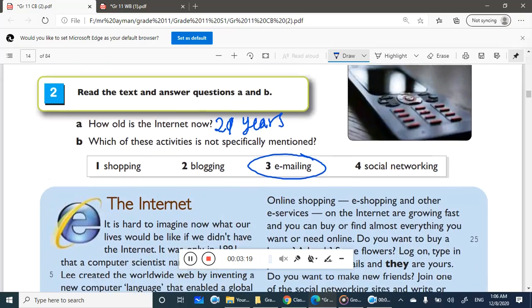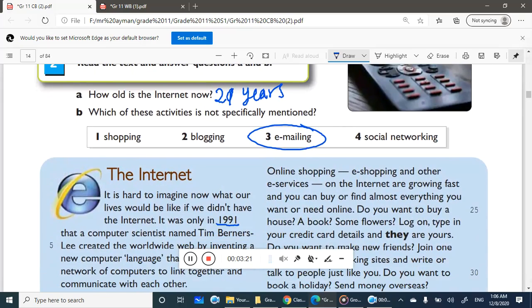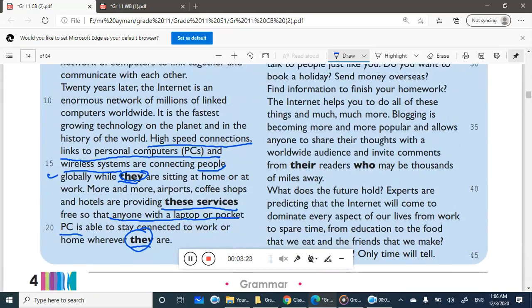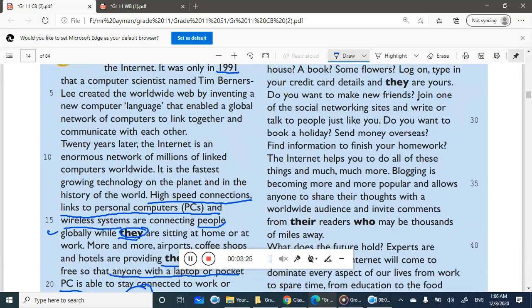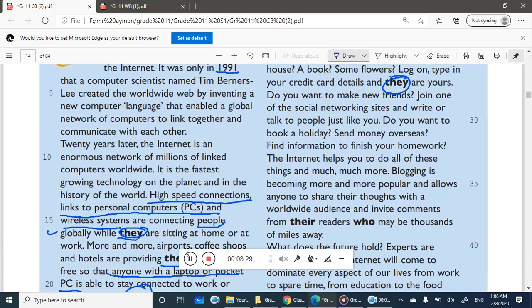Now we have got also the word they here. This one, it refers to a house, a book, or some flowers.